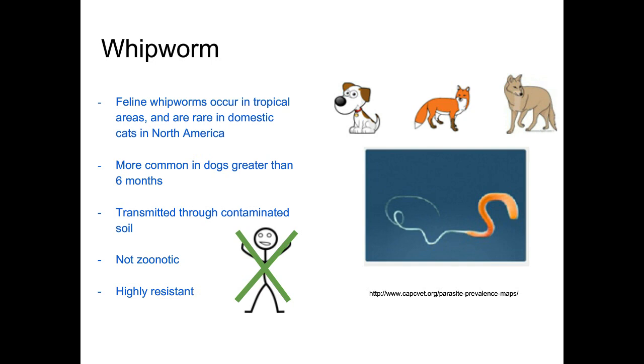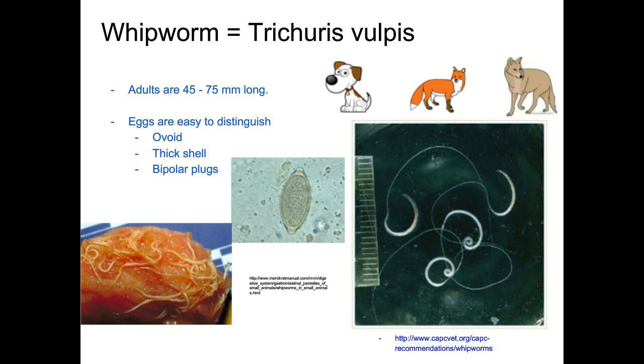So whipworm, the scientific name is Trichuris vulpis. The adults are 45 to 75 millimeters long. Their eggs are ovoid, they have a thick shell, and they have those bipolar plugs. So those are some of the identifying characteristics of them when you look under a microscope.